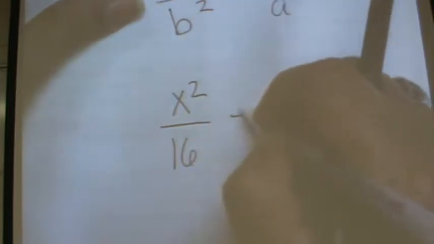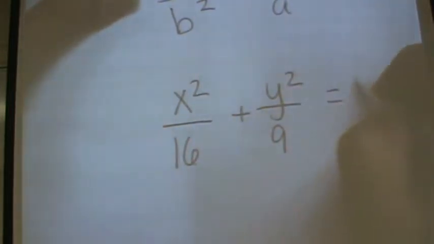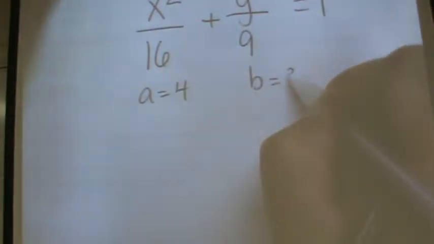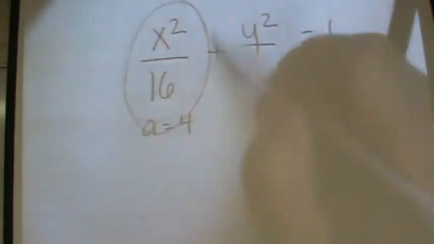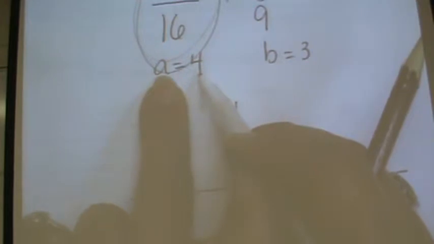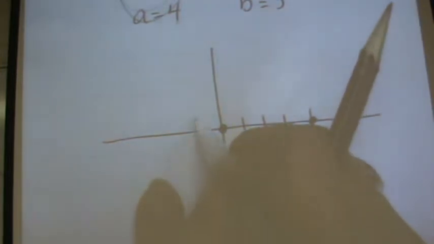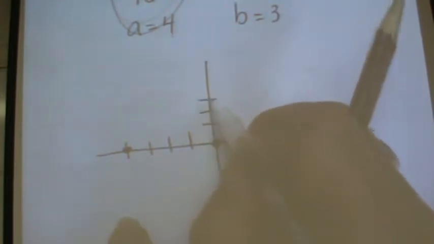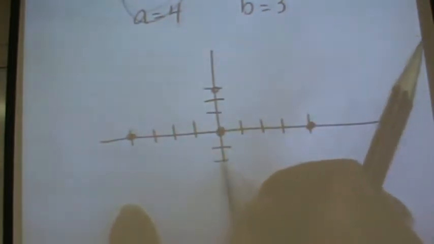So, if I gave you this equation, and I'm giving you nice, easy numbers, A is going to be 4 here, and B is going to be 3. What this tells me is my ellipse, the center is 0, 0. You're going to go 4 units on the x-axis. That is a vertex, and that is a vertex. Then you're going to go 3 this way. This is a co-vertex, and that's a co-vertex. It looks like this.